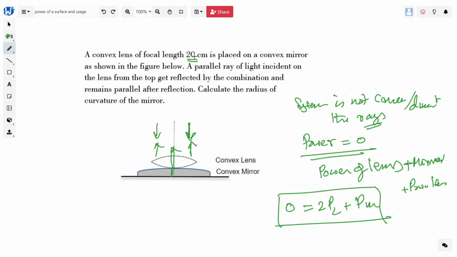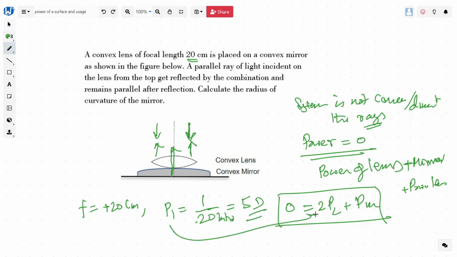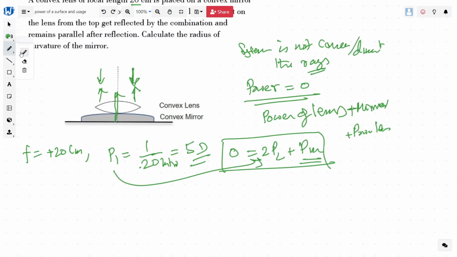So now can we calculate the power of the lens? Very easy, right? So the f is given to be 20 centimeters. So power of the lens is going to be 1 by 20, or 0.2 in this case in meters, and that is going to be 5 diopters. Okay, so now we have power of the lens. Now can we calculate the power of the mirror using this equation? Of course we can, very easily. So we know that it is going to be 0. So the power of lens part is 2 into 5, which is 10, right? And plus PM, right? It is going to be 0. So the PM is going to be minus 10.